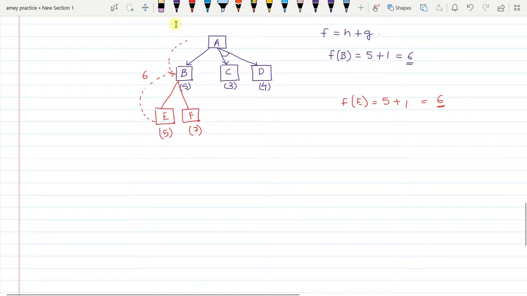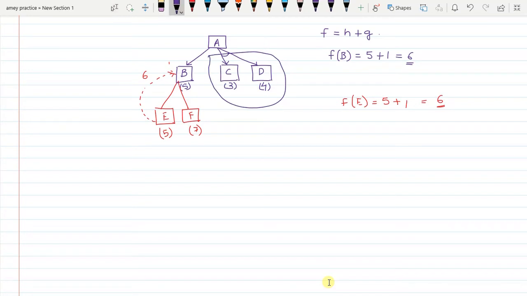As I've told you, when the F value of a particular node is revised, this value has to be also back propagated to all its parents. Now E's immediate parent is B, but B's parent is A, so this value has to be again propagated to A also. Now please consider that this part is not there. Let's ignore this part. We only focus on this particular part of the tree. Ignore this part. So B gets value 6.